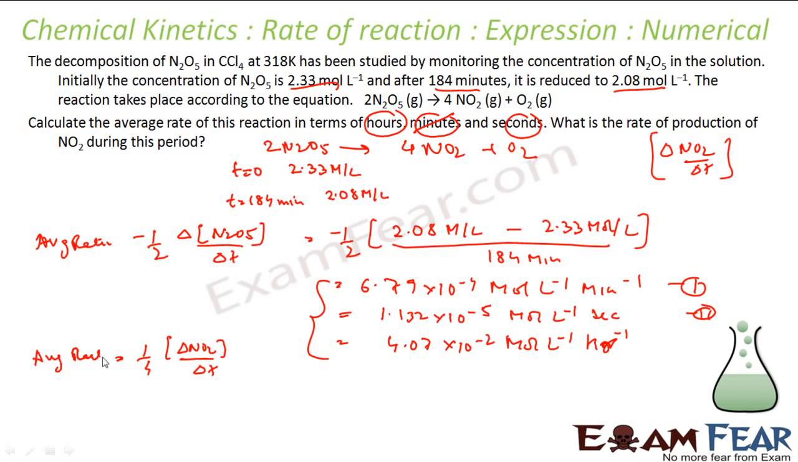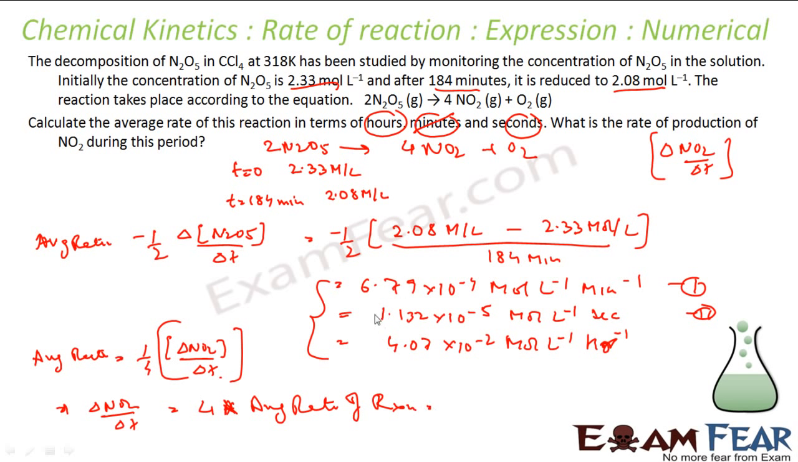Average rate. Correct. This value I know. So this value is something I want to know. That will be nothing but 4 into average rate. So rate of production of NO2 is nothing but 4 into the average rate of the reaction, the whole reaction. You multiply these values by 4 and you get the answer.